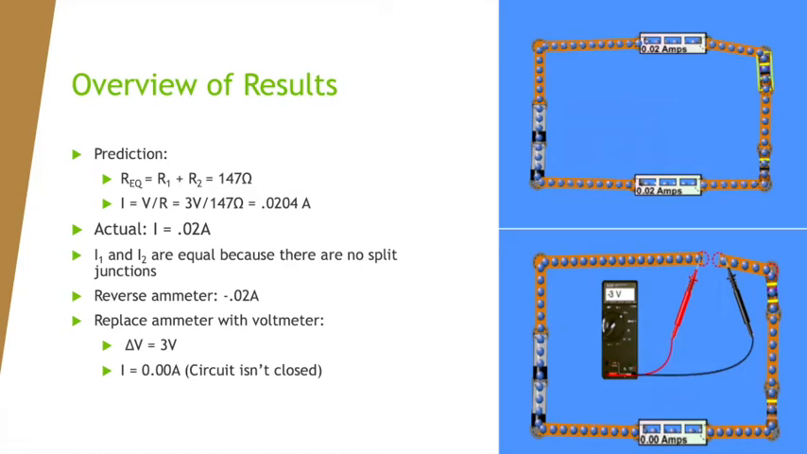And when I reversed one of the ammeters, the current was found to be the same but negative, so negative 0.02 amps. And in the second diagram, where I replaced one of the ammeters with a voltmeter, the potential difference was found to be 3 volts. And the current is zero because the circuit isn't closed. It is an open circuit, so there is no current.